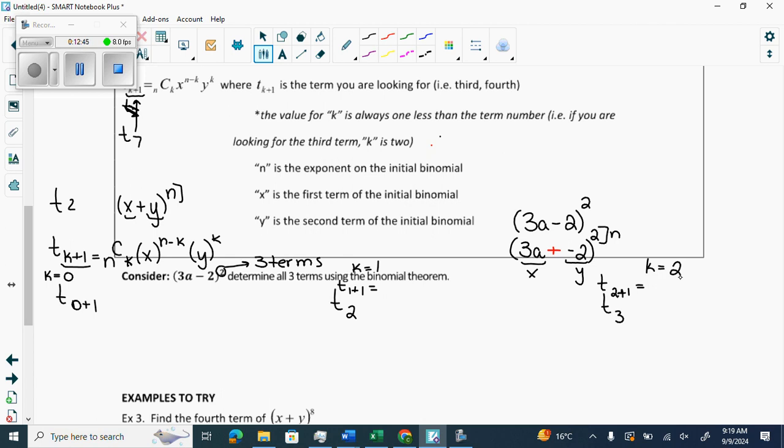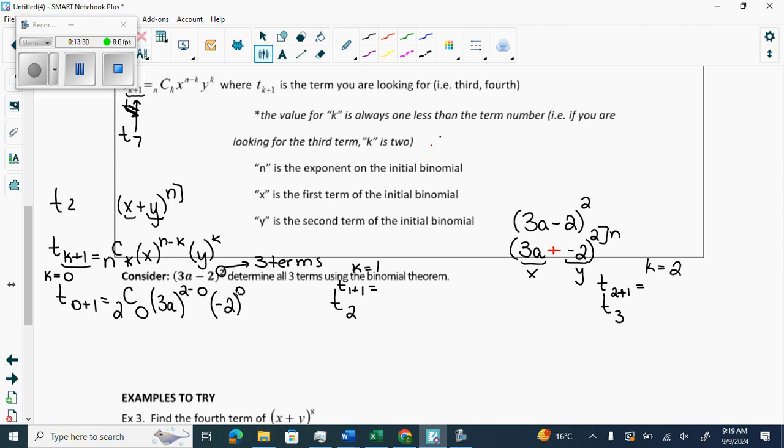So let's fill in the formula. So we get t0 plus 1 equals, n is what? 2. C, what's my k for this one? 0. This is why this fits in the unit of perms and coms, because you have to use the combination to get this 2c0. That's the only reason why I think. And then we get x, which is actually 3a, to the n minus k. So n is 2. K for this one is 0, so minus 0. What is y? Negative 2 to the k, which is 0. Does everyone see where I pulled the stuff from?